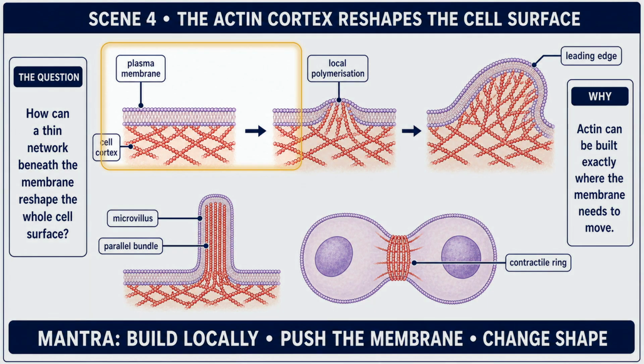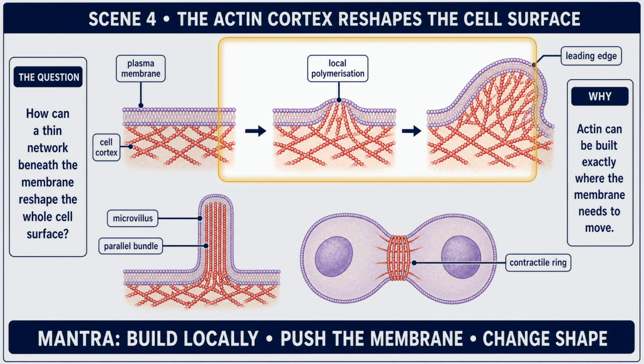Now, place that dynamic actin directly beneath the plasma membrane. Here, it forms a dense network called the cell cortex. The cortex supports the membrane and helps determine the shape of the cell surface. When one region needs to move, the cell does not push its entire body forward at once. It assembles and branches actin locally. Growing filament ends press against the membrane and push it outward, creating a leading edge.